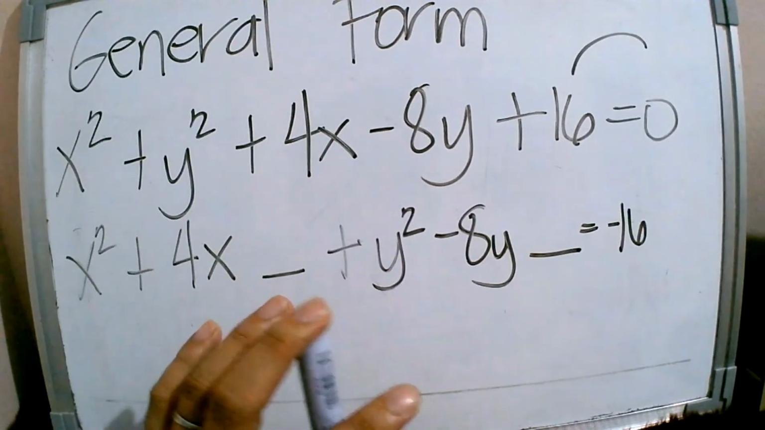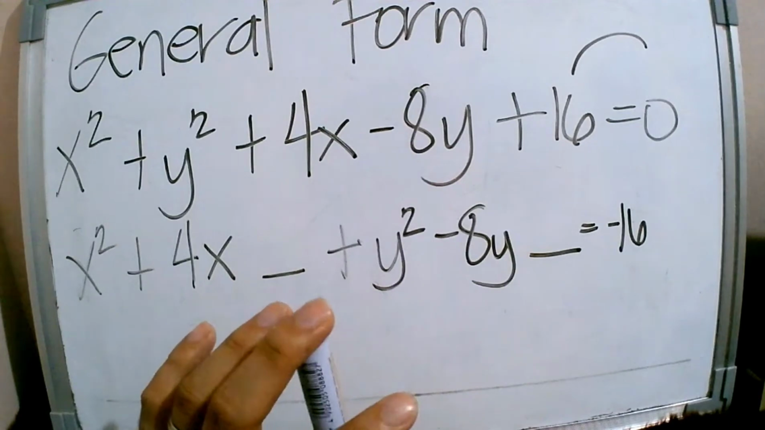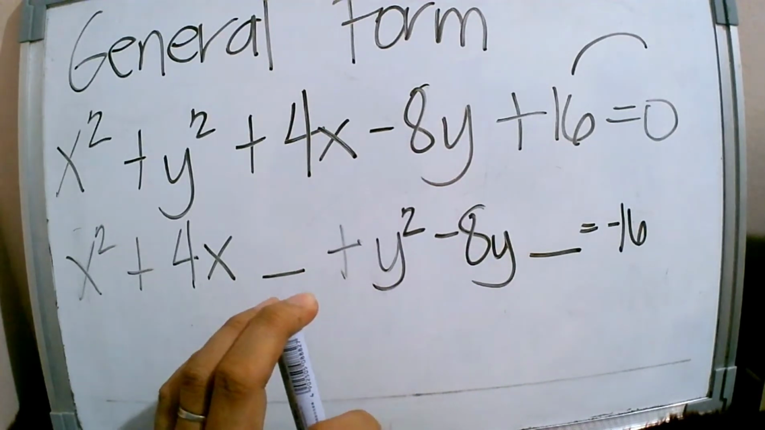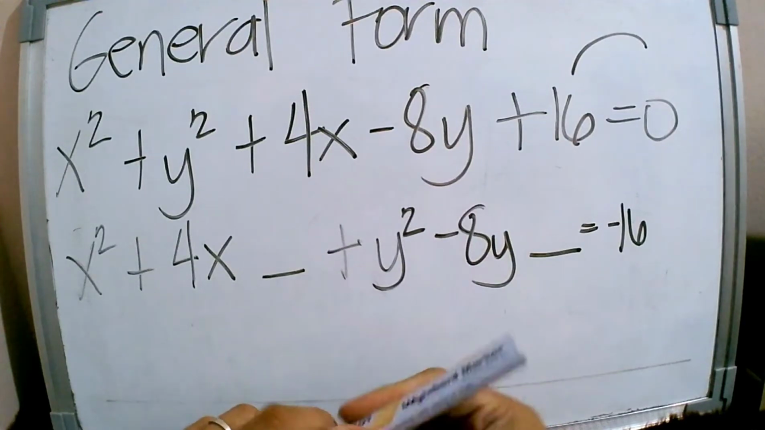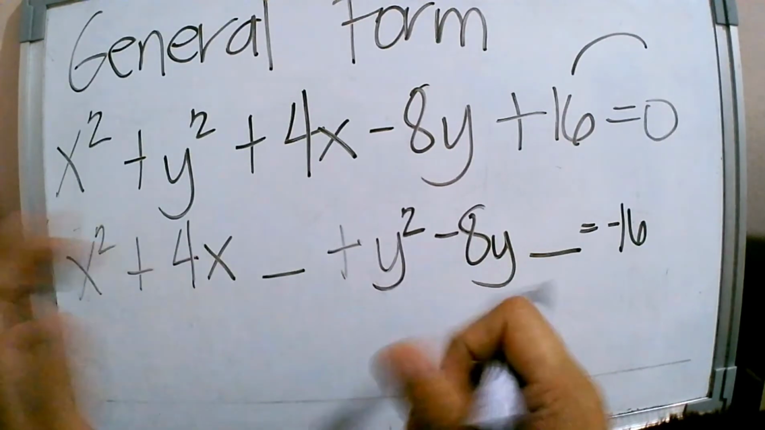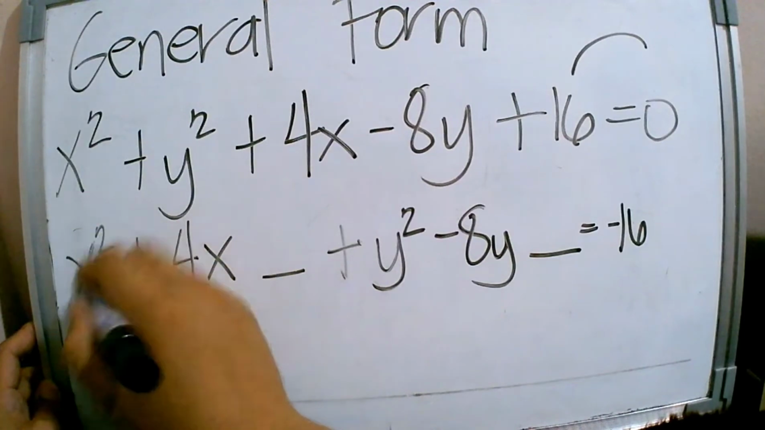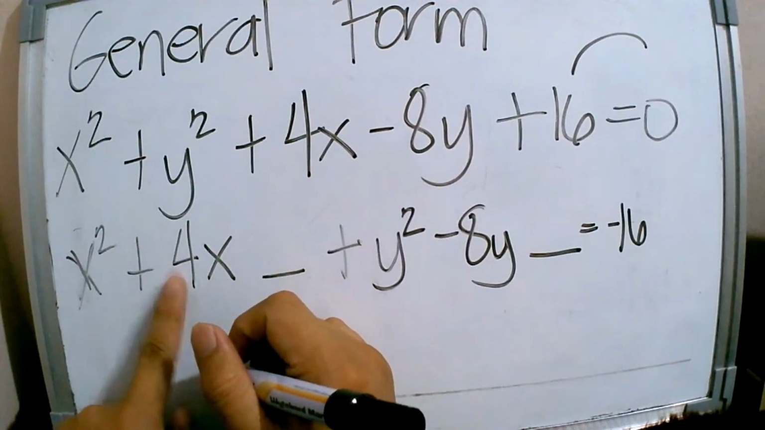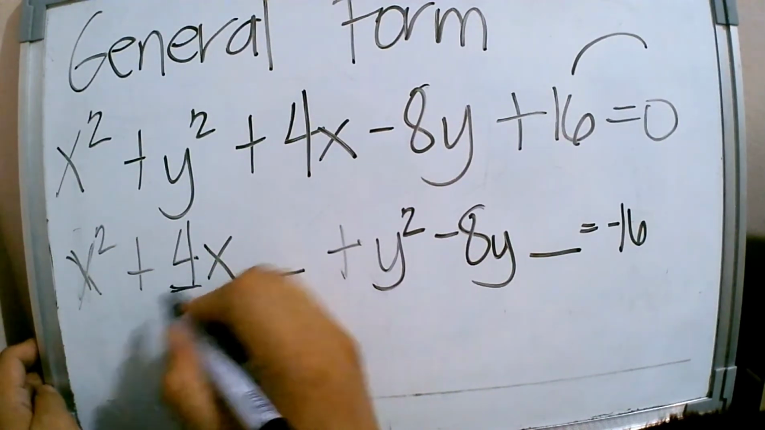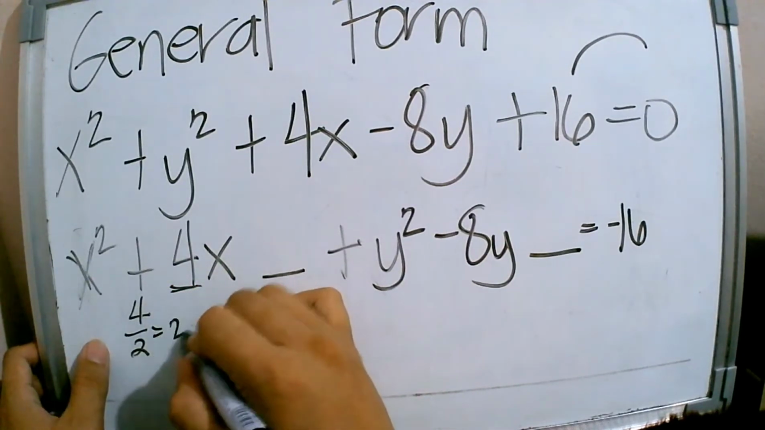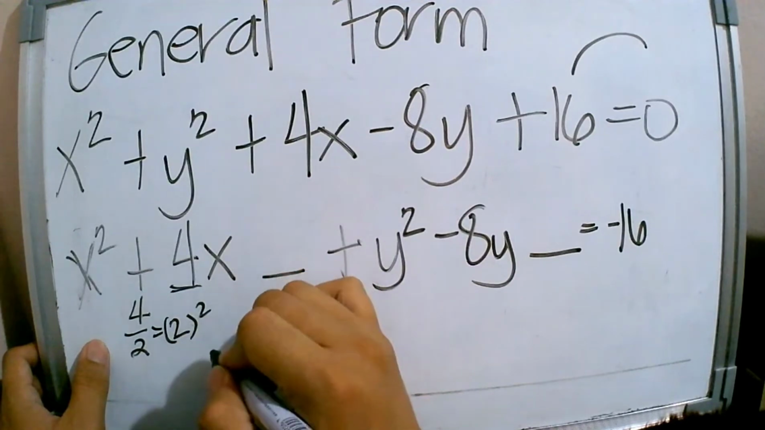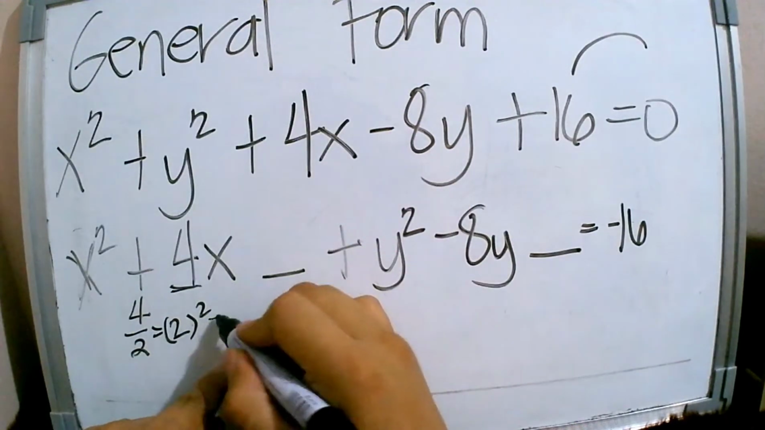Completing the square was already discussed in Mathematics 7, 8, and 9. So I don't think that you will have a problem doing it. But I'll be teaching you how to do it again. Okay, so get the middle term. We have 4 divided by 2. So we have 2, then squared. So we have 4.